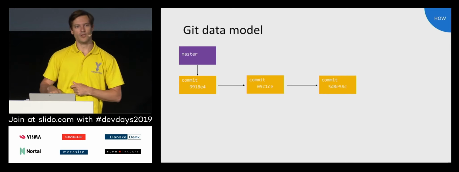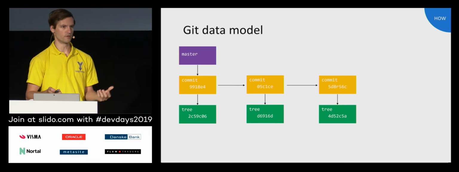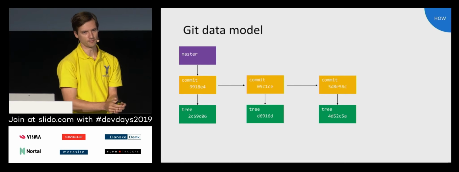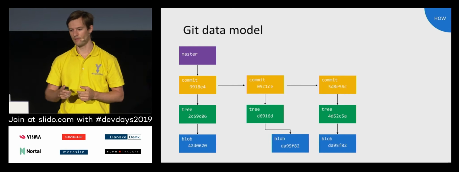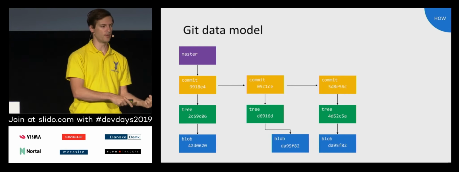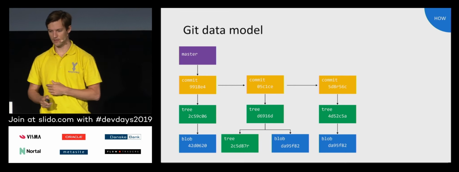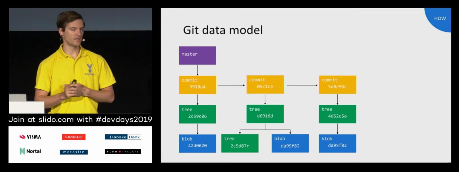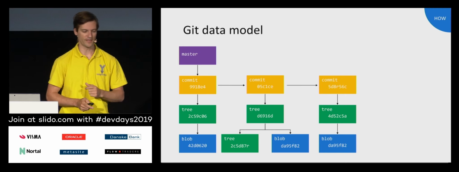Now, one level below that, we have trees, and you can look at a tree as a folder. So every commit points at a certain folder, or a tree in Git terminology. And those trees then reference blobs, which we can think of as files, or other folders. What's particular about Git is that there are in fact two databases.